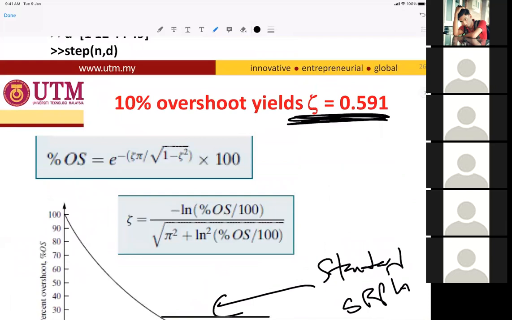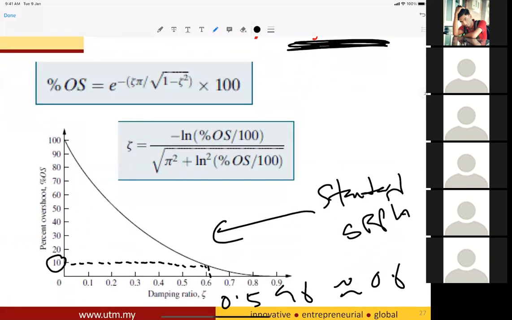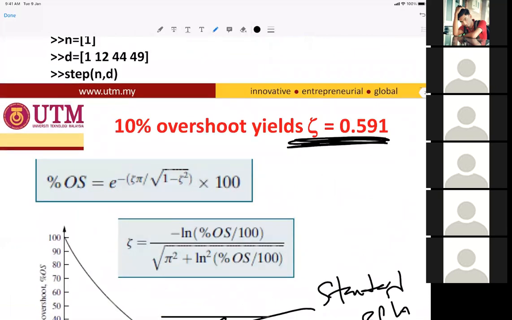Or if you don't have this graph in the attachment of the test and exams, you can simply use this formula. Percentage of overshoot equals exponent power of minus zeta pi divided by square root of 1 minus zeta square, multiplied by 100, or zeta straight away using a formula here.